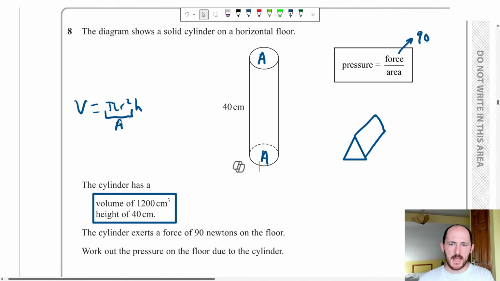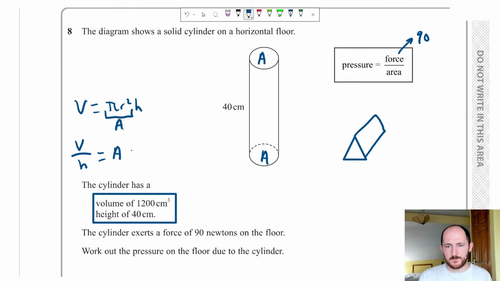So if I want to work out the area, well, I have volume and I have height. So I could work out pi r squared. I could work out the area, right? By just doing volume divided by height equals area. Because again, pi r squared is just the area. So if I do that, we have 1200 over 40.